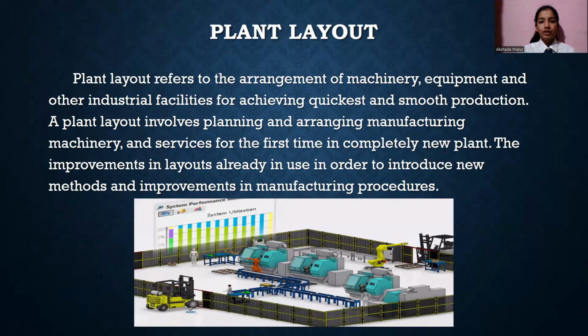Plant layout. Plant layout refers to the arrangement of machinery, equipment, and other industrial facilities for achieving quickest and smooth production. A plant layout involves planning and arranging manufacturing machinery and services for the first time in a completely new plant. It also involves the improvement of a layout already in use, in order to introduce new methods of improvement in manufacturing procedures.